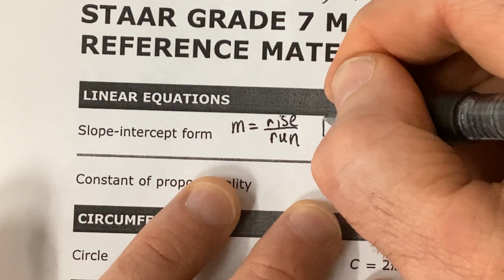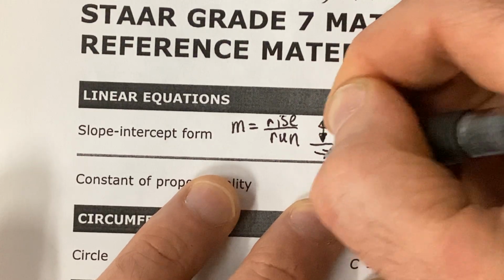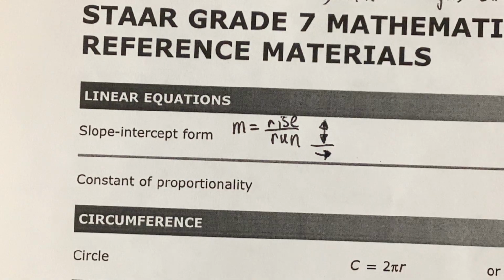And remember, the top number tells us how far up or down we go. And the bottom number tells us how far to the right we go. It's just the way we count it.